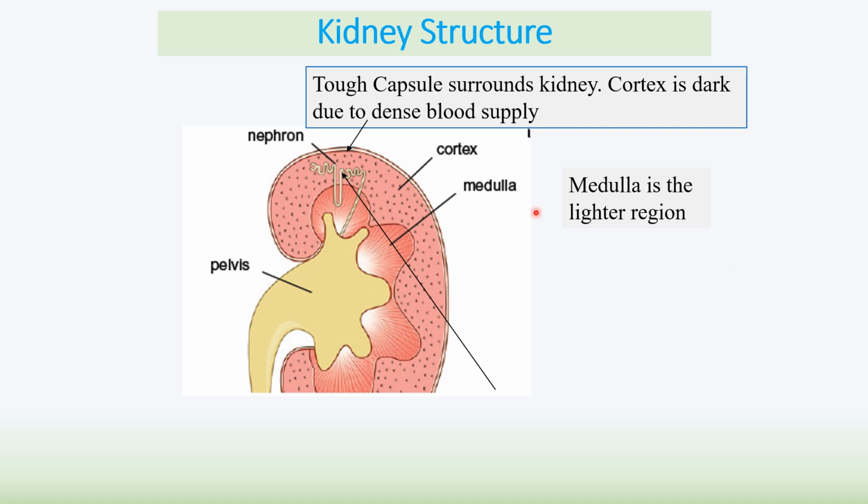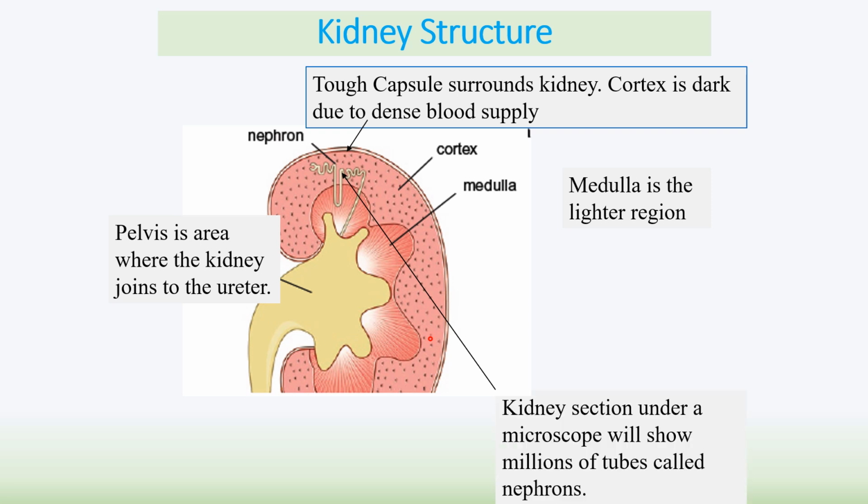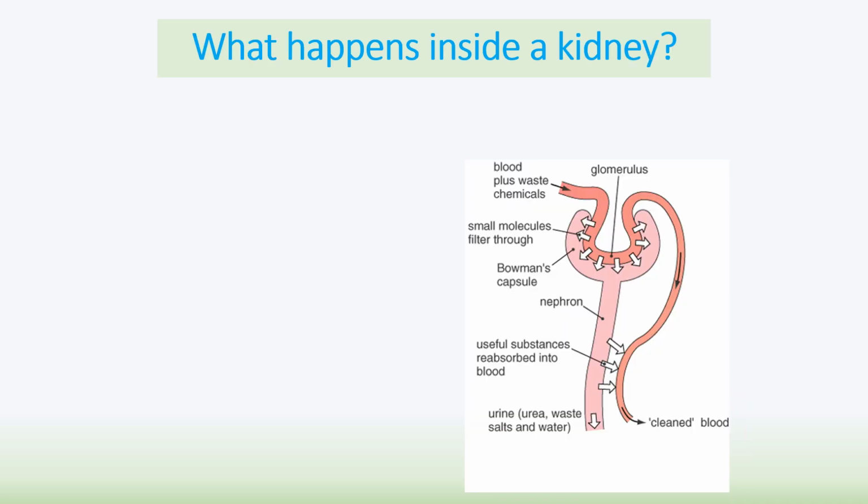Here's the structure of a kidney which you should know. On the outside there's a tough capsule around the kidney, and it's got a good blood supply. Then you have the cortex, which is this layer here, again with a good blood supply. The medulla is like the inner layer, and then you have the pelvis area here, which is where the ends of the nephrons connect and the urine leaves.